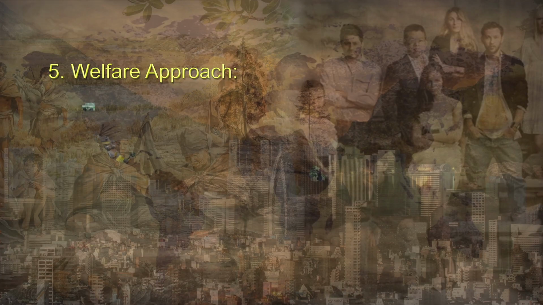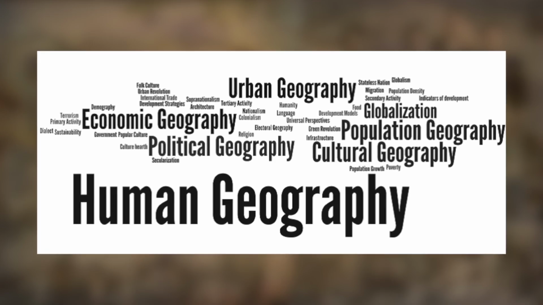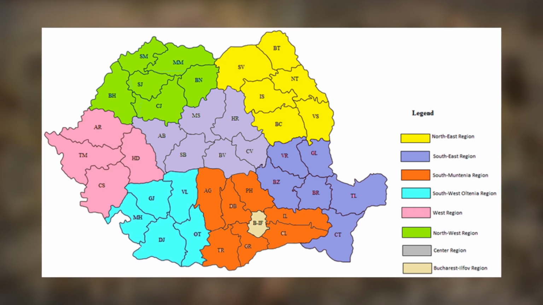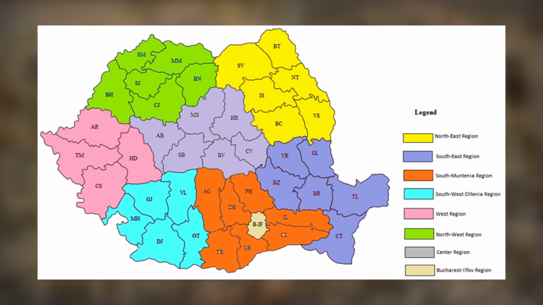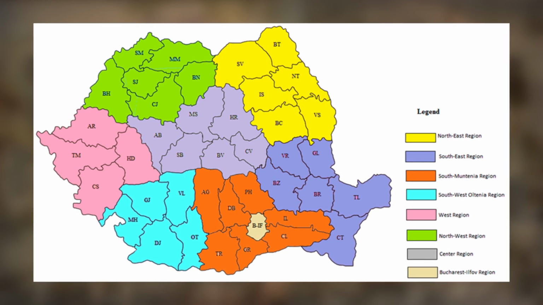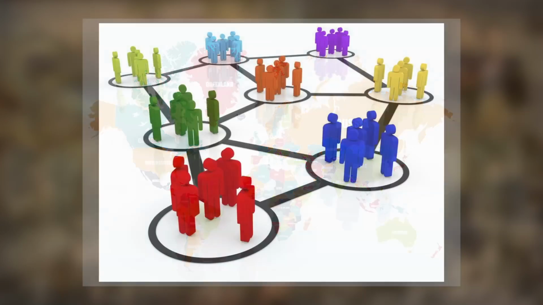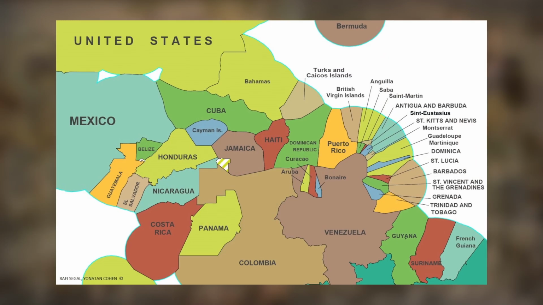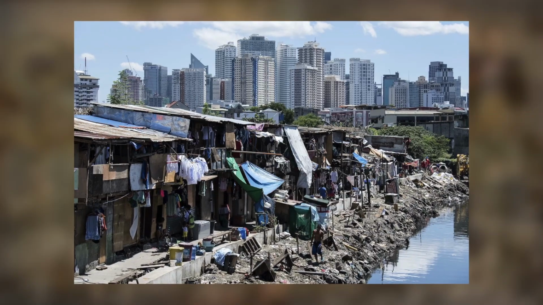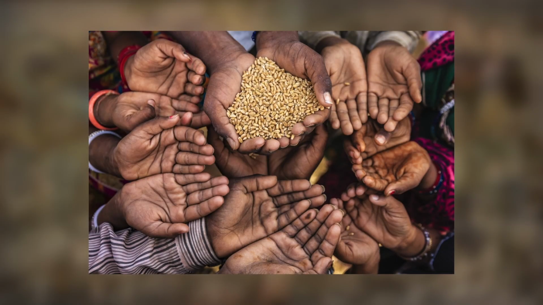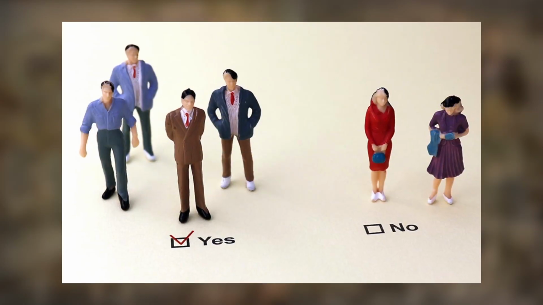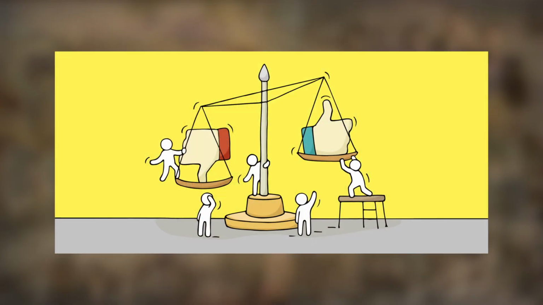Coming to the welfare approach, this is the contemporary approach to human geography which focuses mainly on spatial disparities among the regions, countries and social groups, and territorial justice. This approach emerged with the rise of radical geography in the 1960s, emphasizing the need to recognize and describe the existence of poverty, hunger, crime and other forms of discrimination and disadvantages.